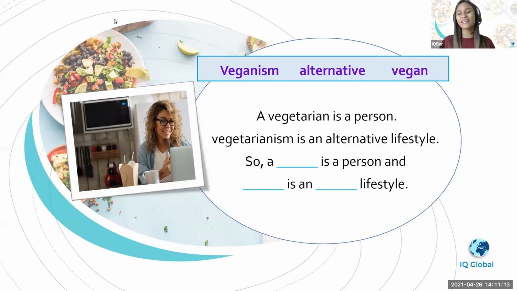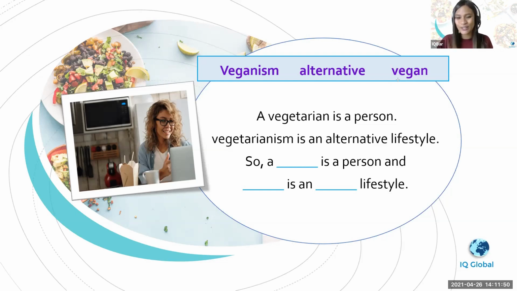All right, so now let's move on to a fill in the gap activity. Okay, so we've got 3 options: veganism, alternative, and vegan. So a vegetarian is a person. Vegetarianism is an alternative lifestyle. So blank is a person, and blank is an alternative lifestyle. Send us your answers. Let's have a look.